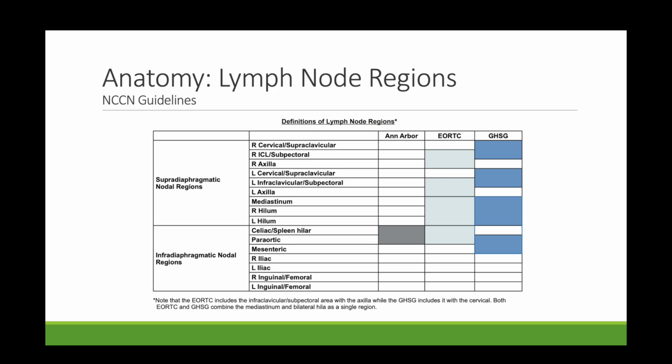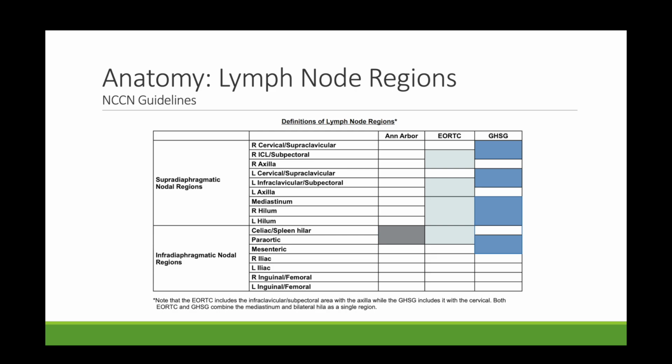For EORTC, the infraclav is grouped with the axilla, so more like your traditional breast nodal regions that you think about. So German, the infraclav goes with the supraclav. For EORTC, the infraclav goes with the axilla. And remember, both German and EORTC study groups consider the mediastinum and bilateral hila as just one group.